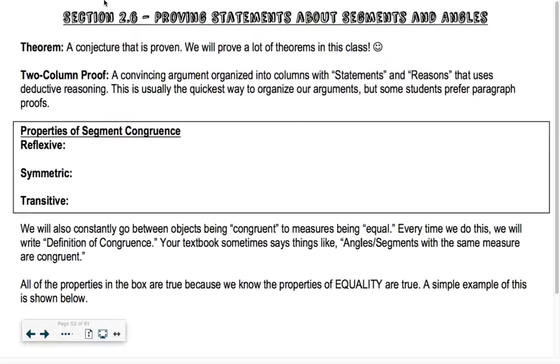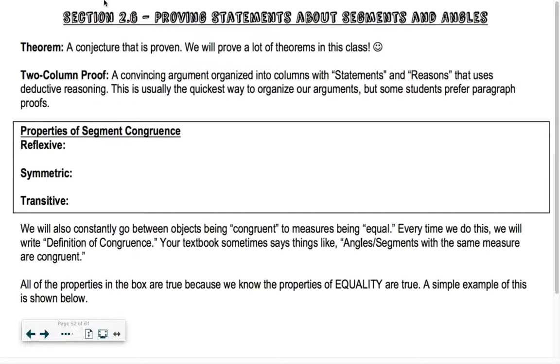Section 6 is proving statements about segments and angles. So it's still kind of the same thing. We're still working on this introduction to proofs type thing. A theorem is any conjecture that is proven. So we're going to be proving a lot of theorems in this class. A 2-column proof is one that involves statements and reasons. So we just did one of those on the board.